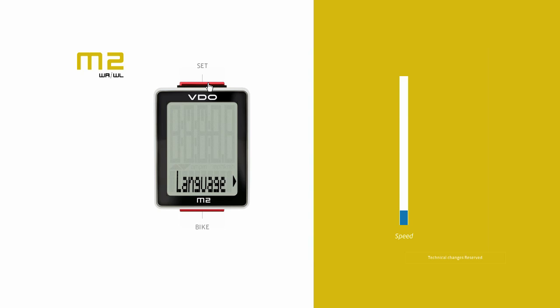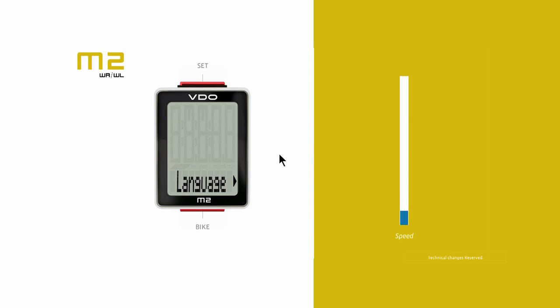You can now change the language. Press the Set button to open the setting and the Back button to scroll to the desired language. Confirm the selection by pressing the Set button. The response Set OK appears on the display.